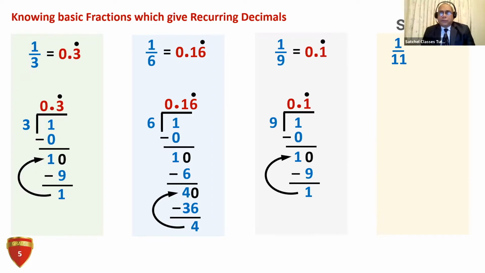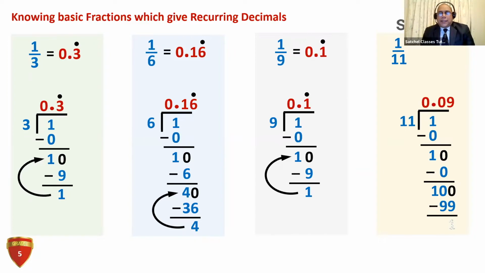And finally, what is 1 over 11? 0 point. Now you would realize that 11 doesn't divide 10 either, which means we need to put one more 0, which makes it 100. And 11 goes into 100 nine times. 9 times 11 is 99, leaving a remainder of 1. The second step now repeats from here on, which means these two digits will keep on recurring, 0 and 9, which means 1 over 11 is 0.09 recurring. Both the digits are recurring.